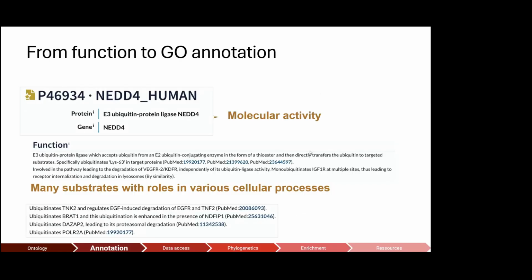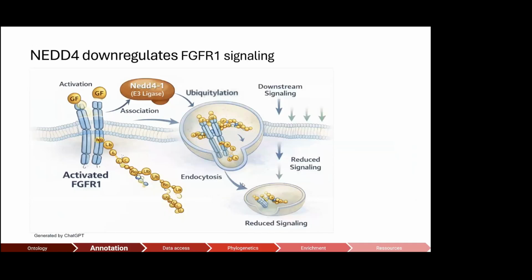I will take the example of NEDD4, which is an E3 ligase. So the molecular activity is an E3 ligase. As you can see on this slide, this protein has different substrates. It can ubiquitinate TNK2, BRAT1, or DAB2IP, and it has a lot of different substrates. What is interesting is that all these substrates play a role in different biological processes.